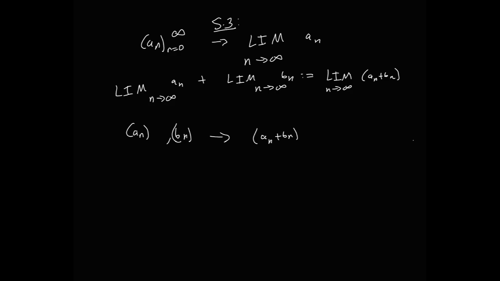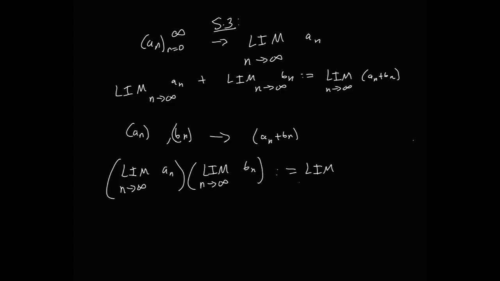Now you do the same thing for multiplication. LIM n goes to infinity of an times LIM of n goes to infinity of bn is defined as LIM n goes to infinity of an bn. Now, same thing here. We can prove that if we have one Cauchy sequence and another Cauchy sequence, then the product of two Cauchy sequences is Cauchy. So I'll just go over this proof because I like it.